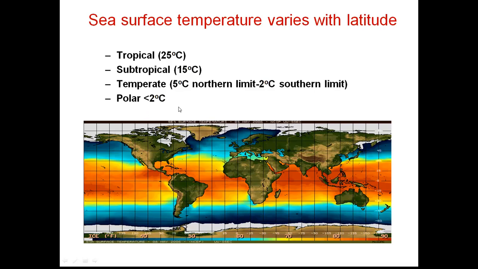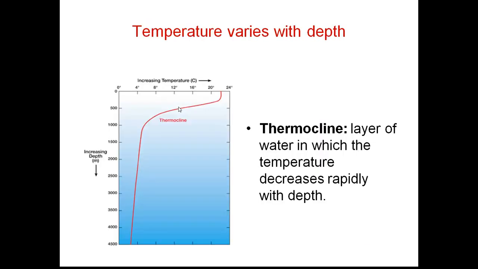And at the poles, we can get less than 2 degrees Celsius. So you can see that there's quite a lot of variation in sea surface temperatures, and this is going to influence organisms because temperature influences metabolic processes. The warmer the temperature, the faster the processes are going to go, and some organisms are able to withstand really hot temperatures. Some of them aren't going to be able to cope with those conditions.